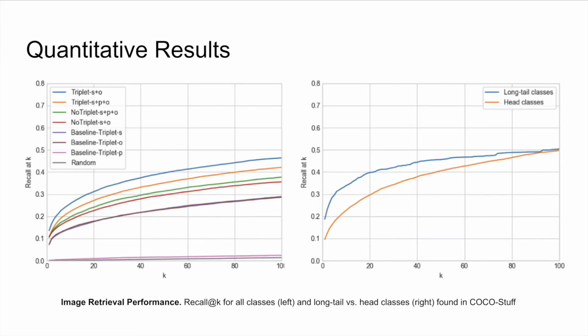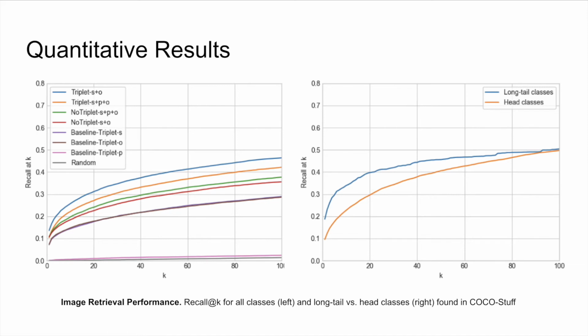We measure image retrieval performance using recall at K as a metric. As a baseline, we break down our queries individually by subject, object, or predicate. We see that the contribution from the subject and object embedding is much more significant than the predicate, as seen in the figure on the left.